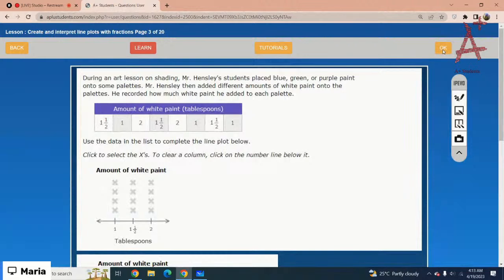Okay, during an art lesson on shading, Mr. Hensley's students placed blue, green, or purple paint onto some palettes. Mr. Hensley then added different amounts of white paint onto the palettes. He recorded how much white paint he added to each palette. Use the data in the list to complete the line plot below.